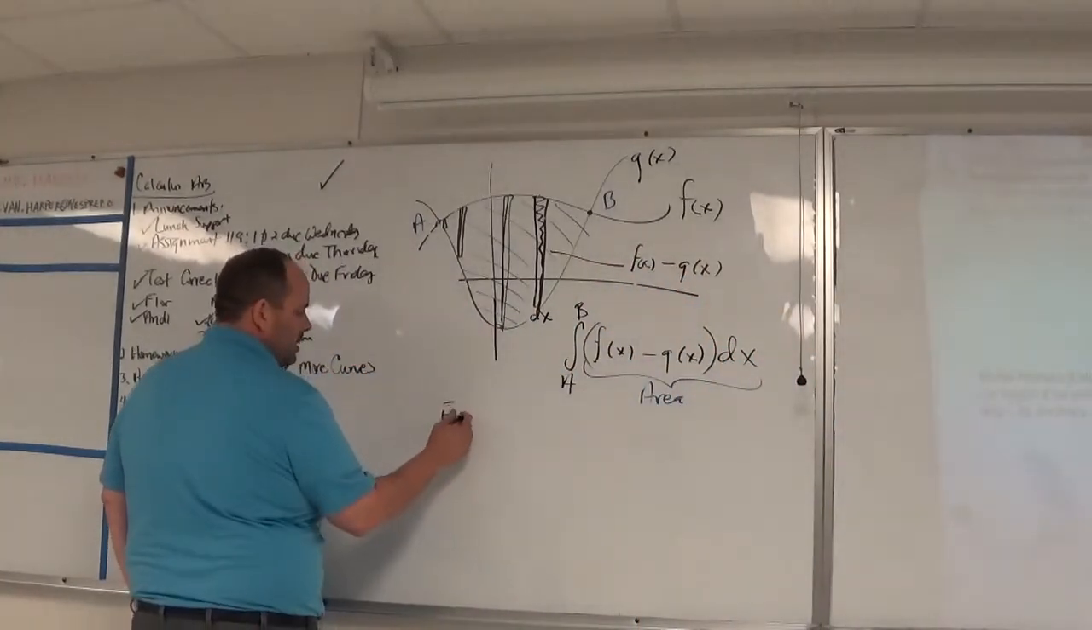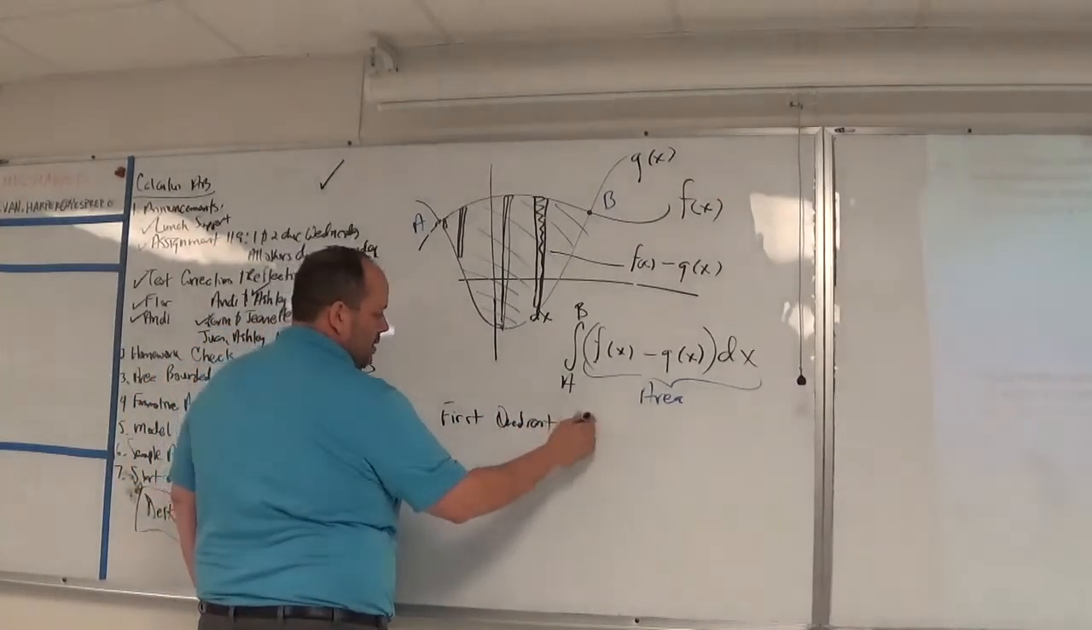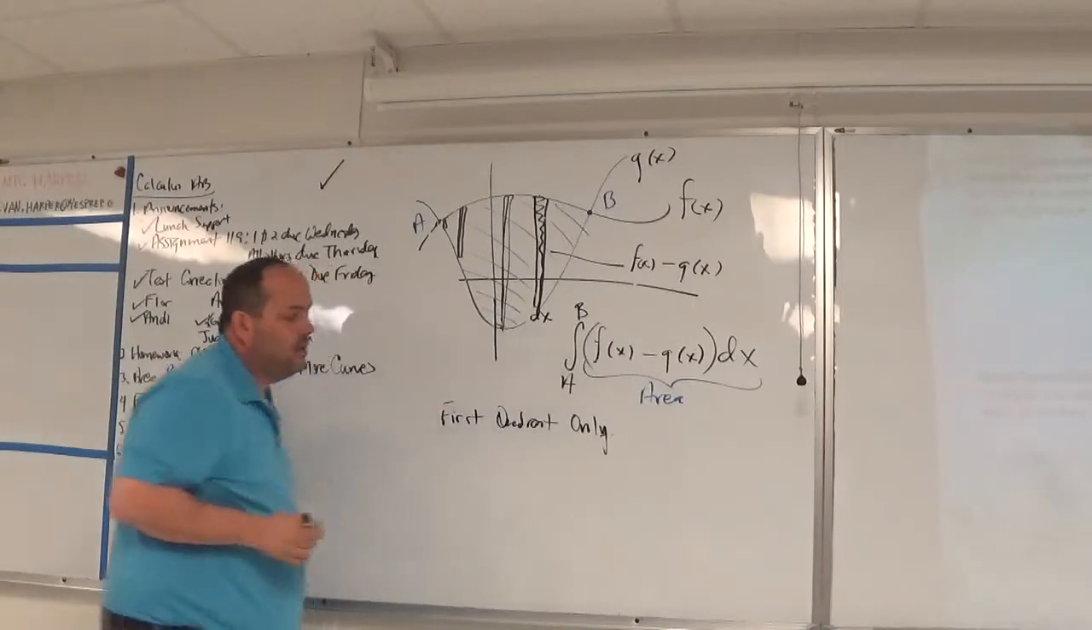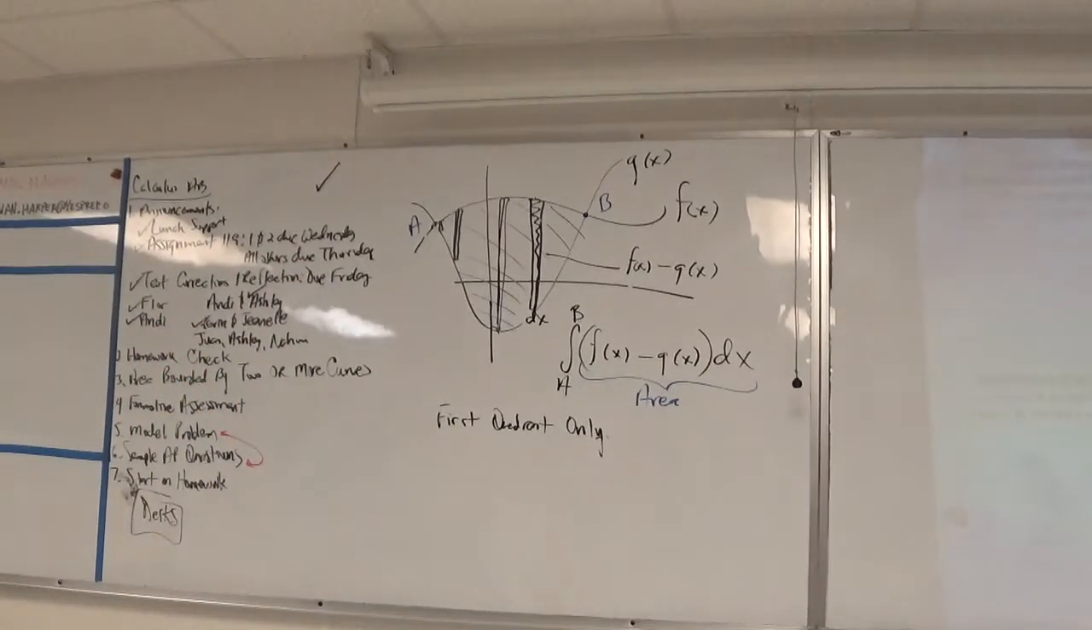From 0 to, well, it's not going to be 0 from b, it's going to be wherever b is, like the x value of b. First quadrant only. That's what I was saying. All right, let's get some hands on this.